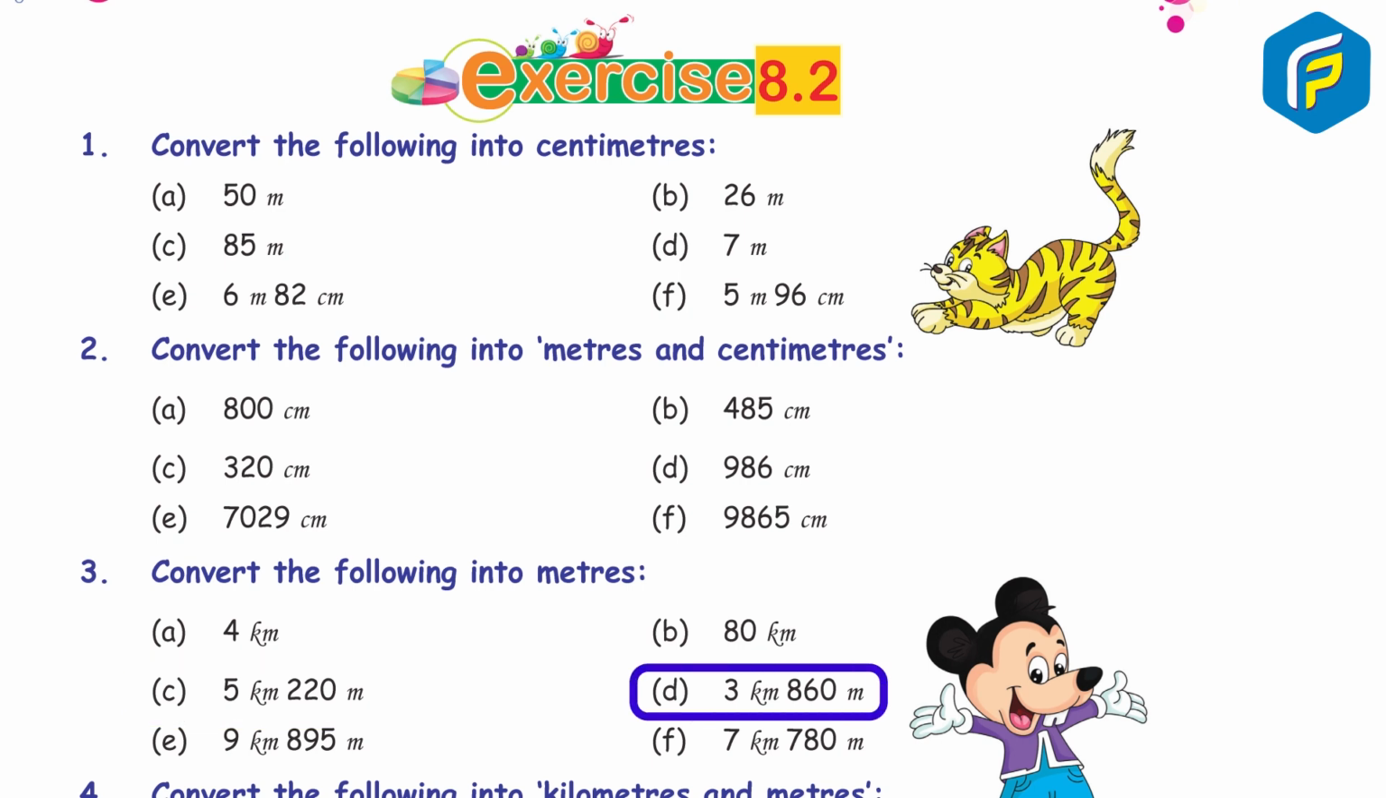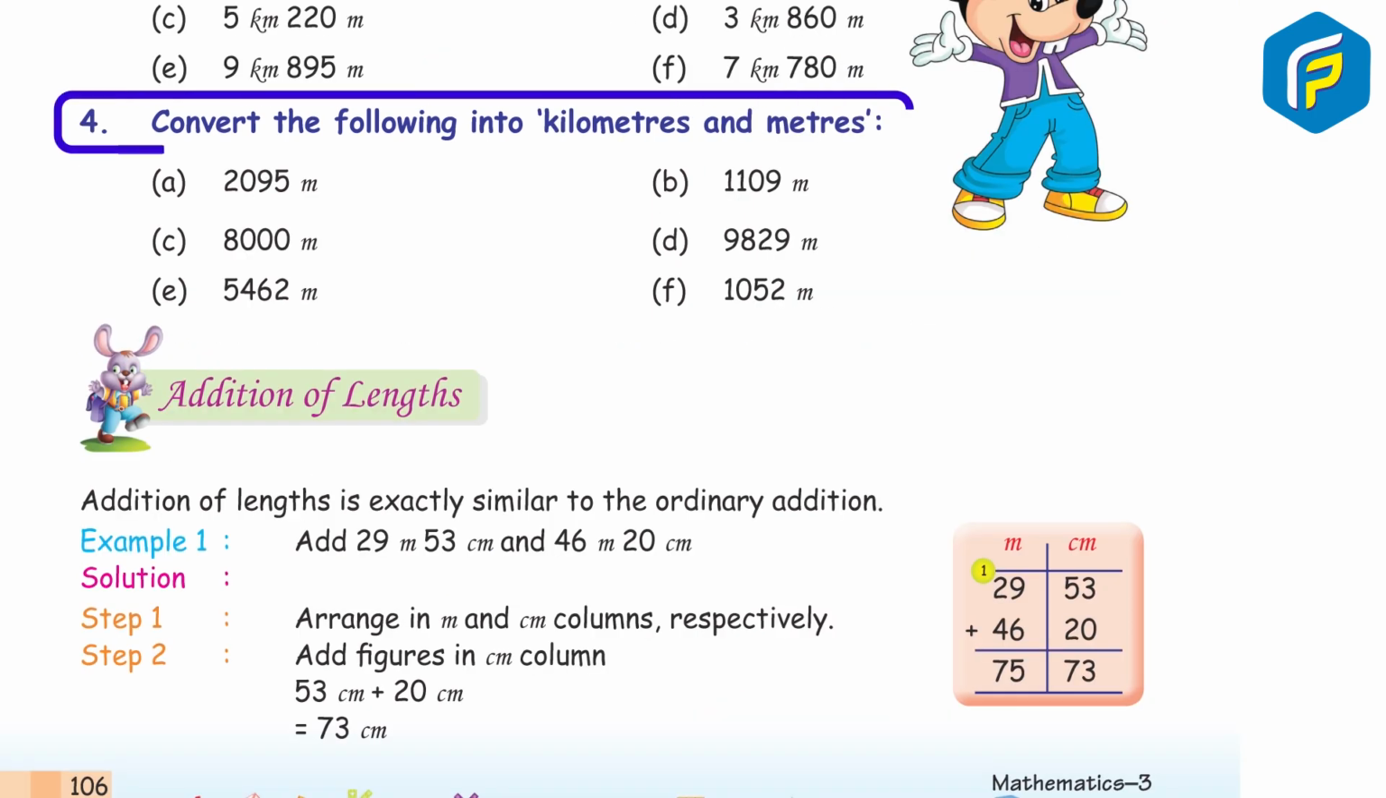D. 3 kilometer 860 meter is 3860 meter. E. 9 kilometer 895 meter is 9895 meter. F. 7 kilometer 780 meter is 7780 meter. Question 4. Convert the following into kilometers and meters.